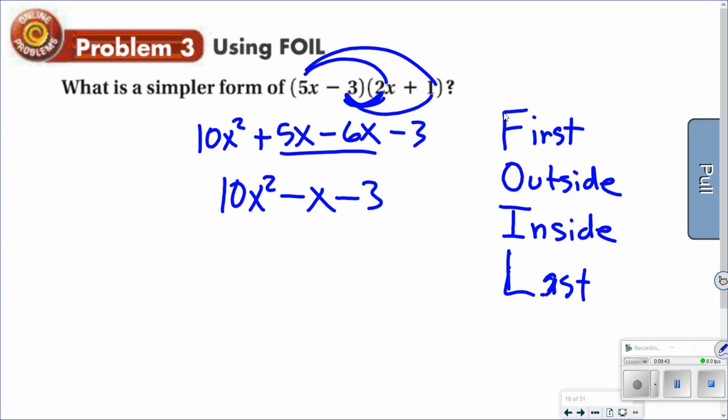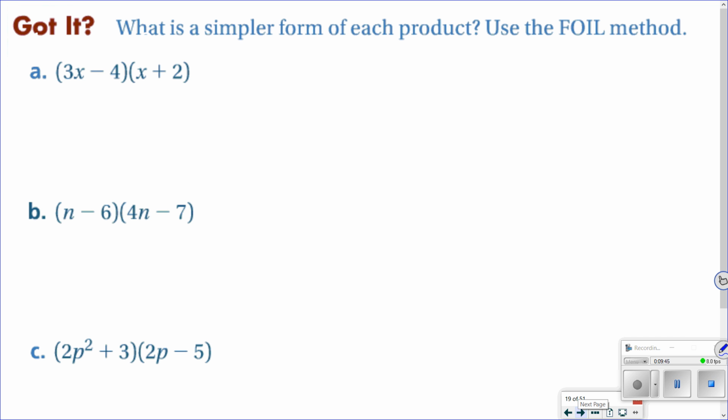I want you to try one. So try one of these using the FOIL method. Let's do B right here. So give that a try using FOIL. So pause the video. Work it out, and then I'll work it out, and you can compare your answer to what I got.